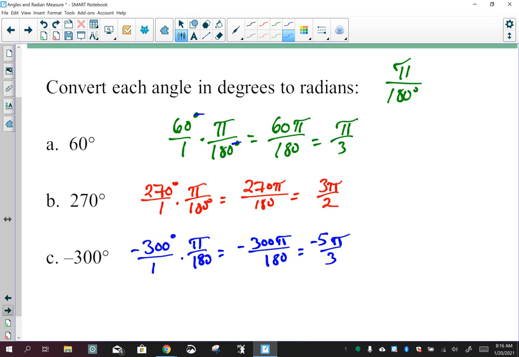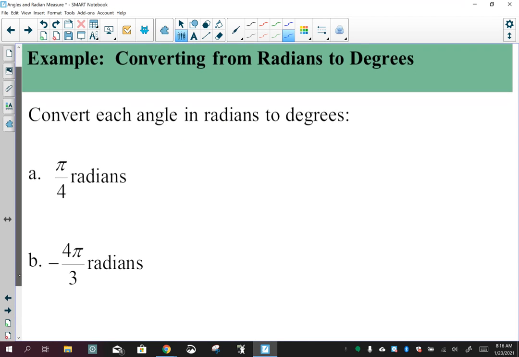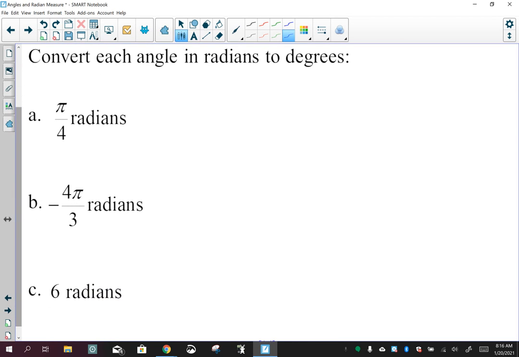All right. So now we went from degrees to radians. Now let's go from radians to degrees. Notice on A and B, I have the pi on top. That's why we put that pi on the bottom. But on C, I've got no pi, but I do have radians, and that's okay. Since I'm going from radians to degrees, I've got pi over 4 times 180 over pi.